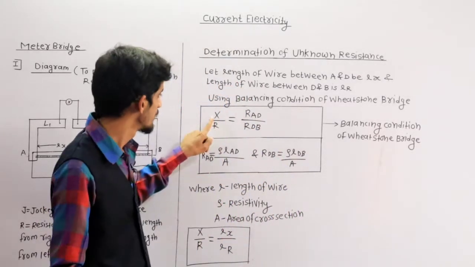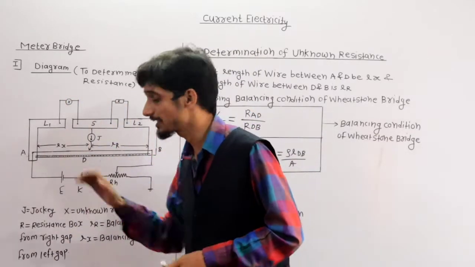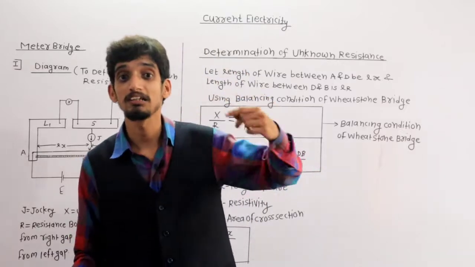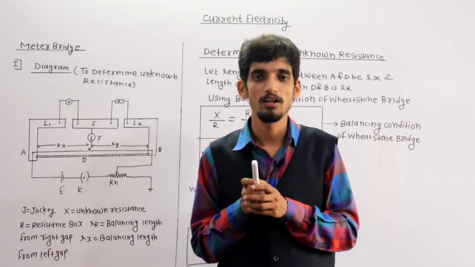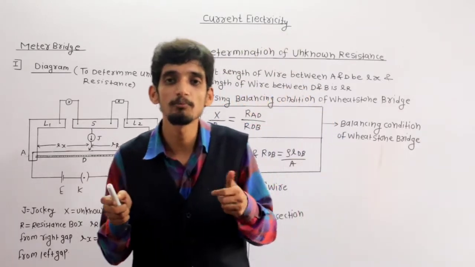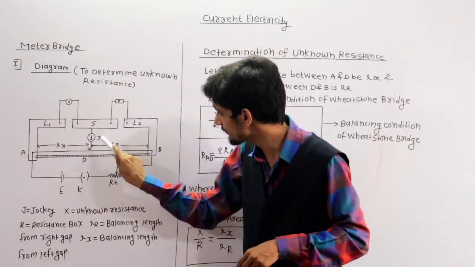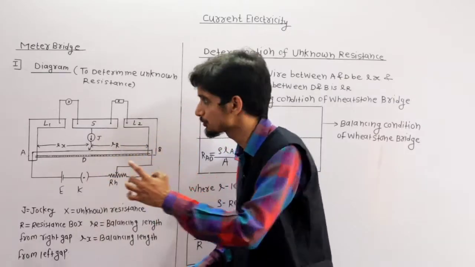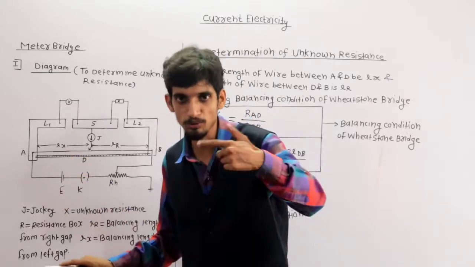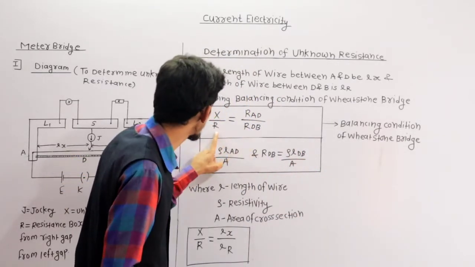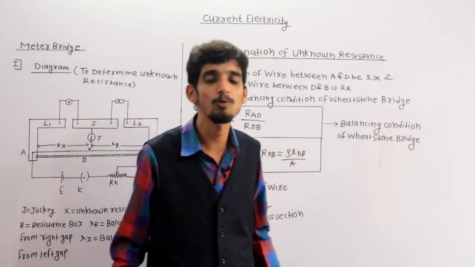Once again, listen here. If you multiply X with RDB and R with RAD, I have already explained this in the Wheatstone bridge. For the balancing purpose, how can the unknown resistance be calculated? Product of diagonally opposite resistances. Diagonally opposite means X into the resistance corresponding to DB. So X into RDB is equal to R into RAD. That's why X by R is equal to RAD upon RDB.